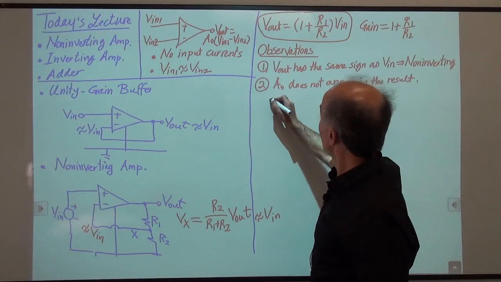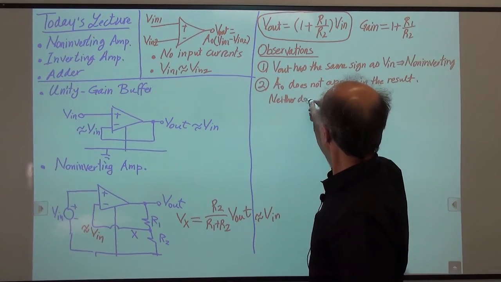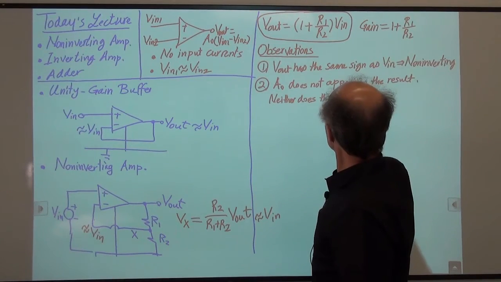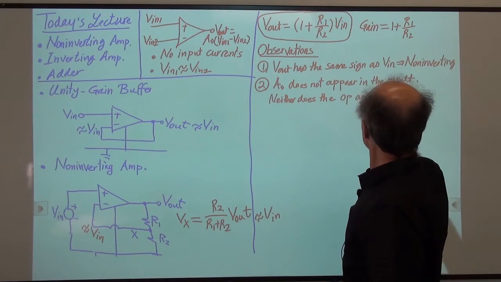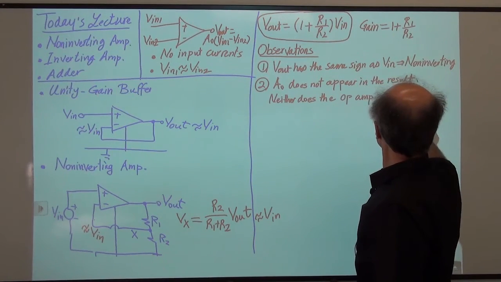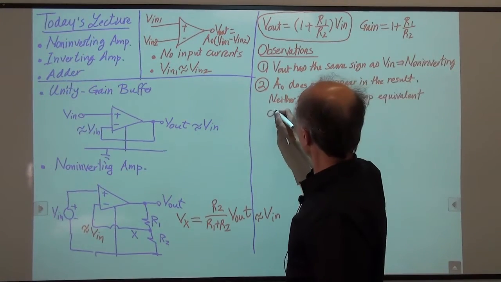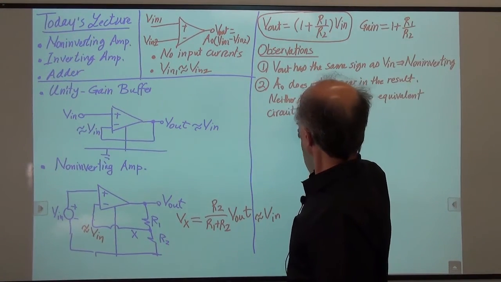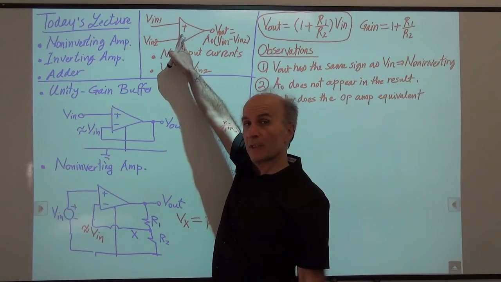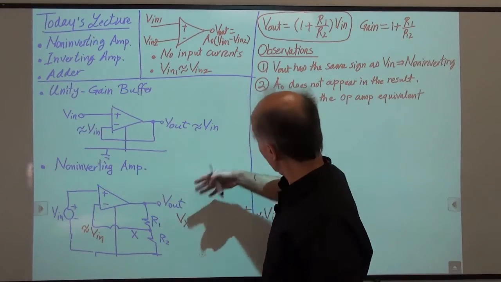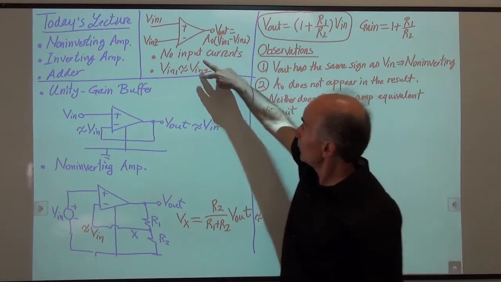And neither does the op-amp equivalent circuit. Remember I showed you the equivalent circuit last time, and I said there's a voltage dependent voltage source in here. We never needed that for our analysis. Why? What happened? Well, it's because of these two assumptions.